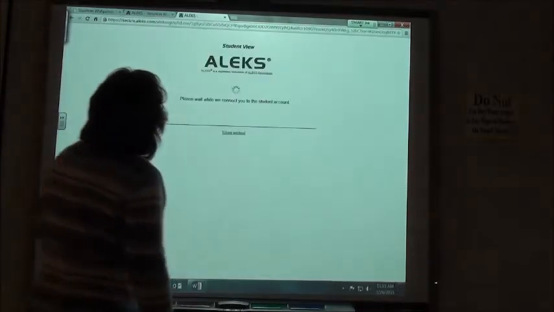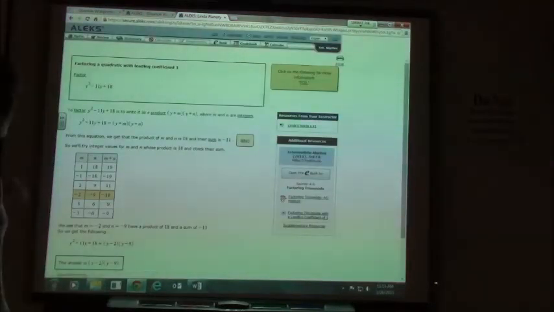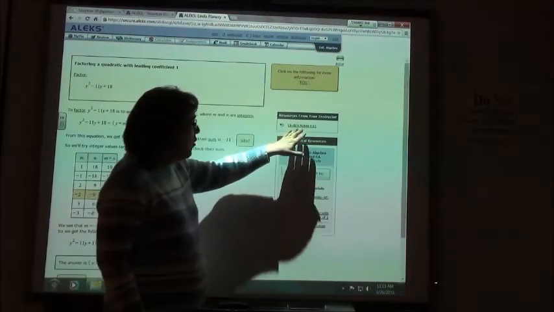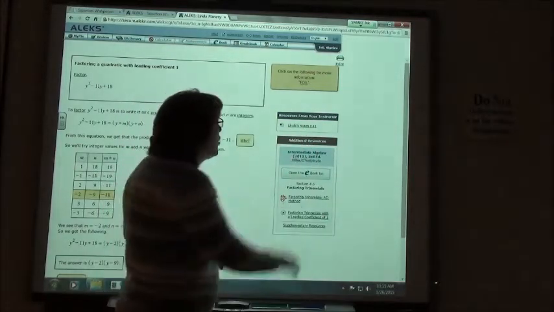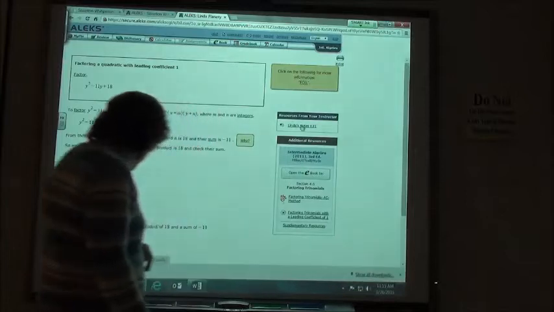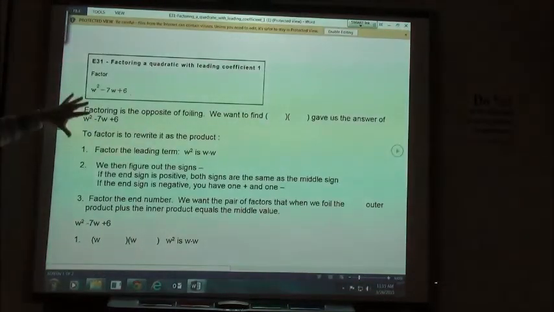got to get back to my student view here. If you go to the explain on factoring a quadratic with leading coefficient of 1, you have this ALEKS explanation with this big old long table. If you go over to the side, there's resources from your instructor, me. It says Linda's Notes E31. If you click on that, it's going to download that, and you can bring up that Word document that gives you my directions on how to do your factoring.